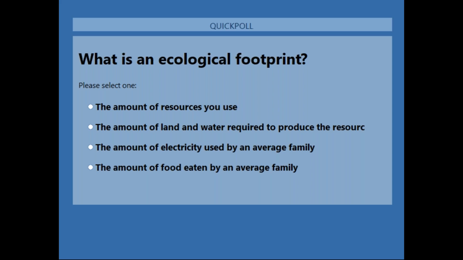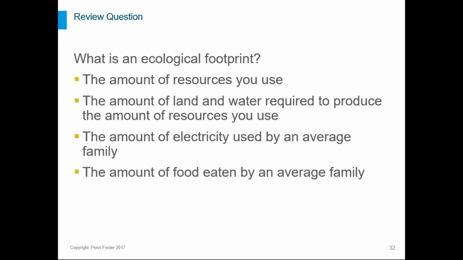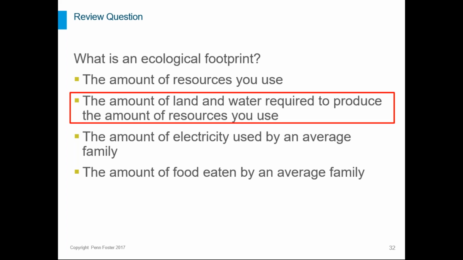Okay, and it looks like almost everybody voted, and almost everybody got it right. So an ecological footprint is the amount of resources you use. Close, but it's more specific. It's the amount of land and water that were required to produce the resources that you use. So you're not just adding up all the food and the fuel and raw materials that you use. You're looking at how much land was required to make them. And the other two are part of it. The amount of electricity that you use and the amount of food eaten, that's stuff that would go into calculating it, but this second option here is the total.